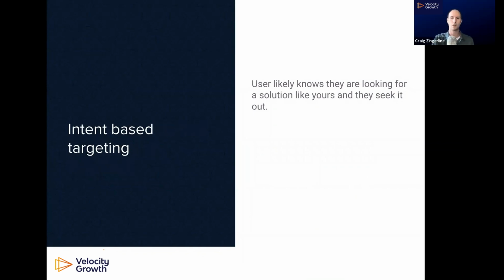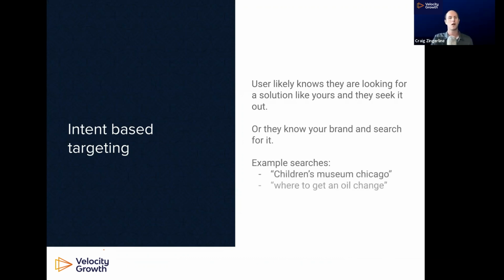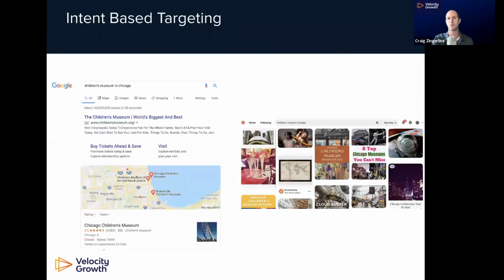With intent-based targeting, a user likely knows that they're looking for a solution like yours and they seek it out. Or they know your brand and they search for it. Airbnb is a great example of this, or Google. You just go to Google to do searches now, right? Children's Museum Chicago, where to get an oil change, This Week in Startups, Growth University. These are all examples of intent-based targeting where the user is actually seeking the solution that they've got a problem for, or they're just looking for something that they know they're looking for.